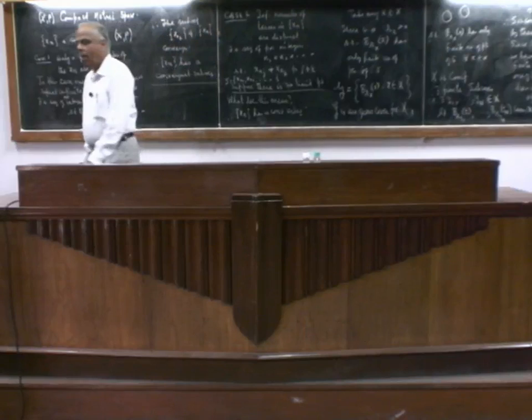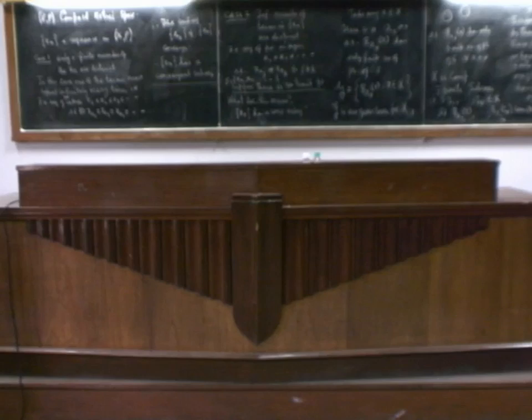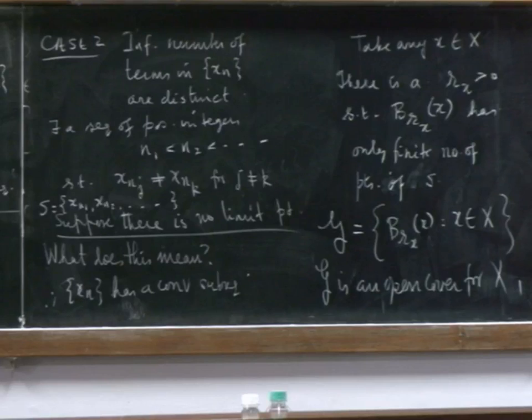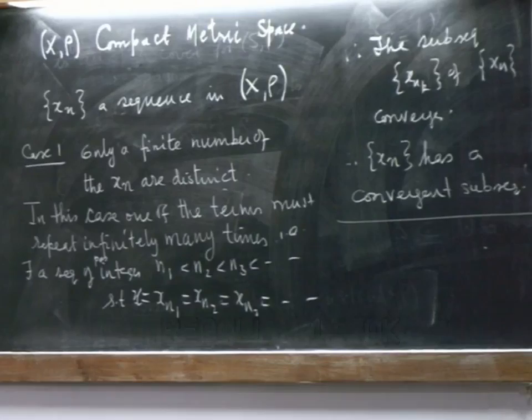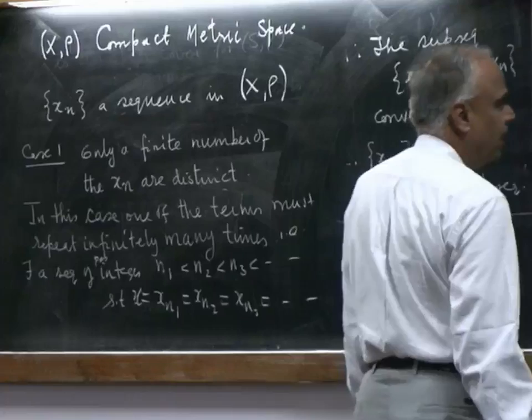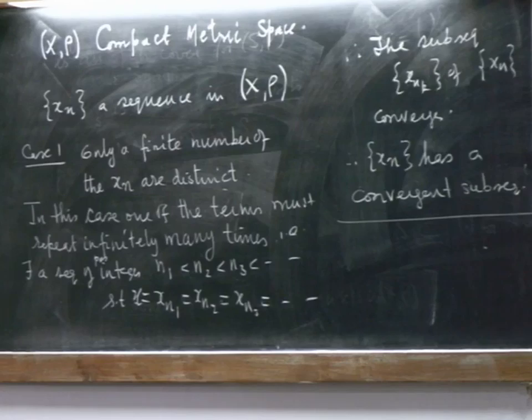So, what is the conclusion? Whenever you have a compact metric space, whatever sequence you choose, it will have a convergent subsequence. Every sequence in a compact metric space must have a convergent subsequence. Okay. So, conclusion, let me write the conclusion.